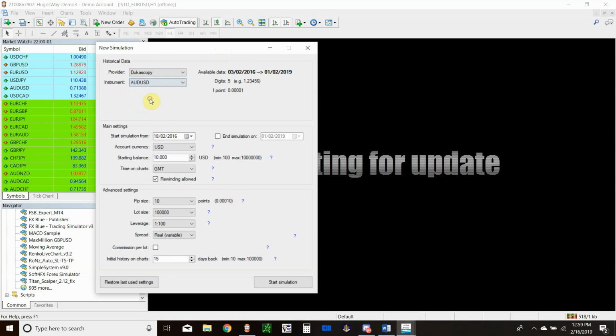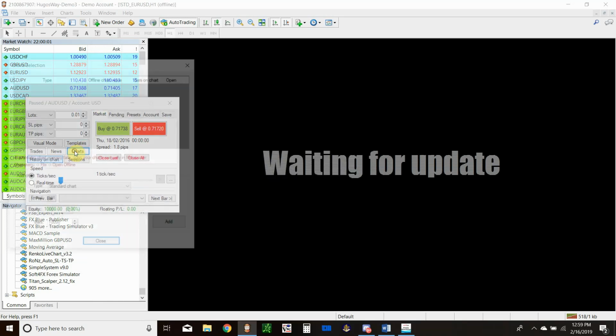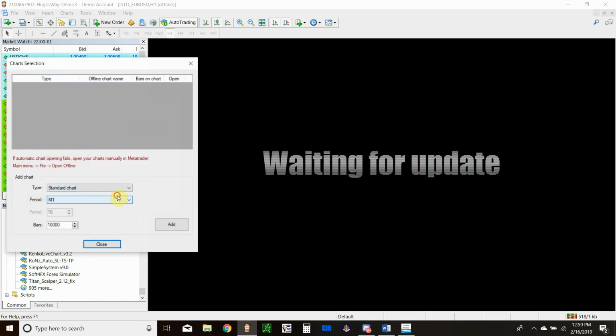I'm going to switch over. I'm going to do the Aussie dollar just because I find that it's a little bit more volatile, which I like to do when I create systems. So go ahead and do that. We'll start the sim here. Go ahead, load the charts. I'm just going to go through this quick.